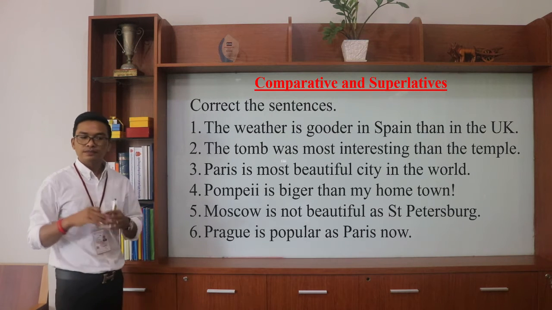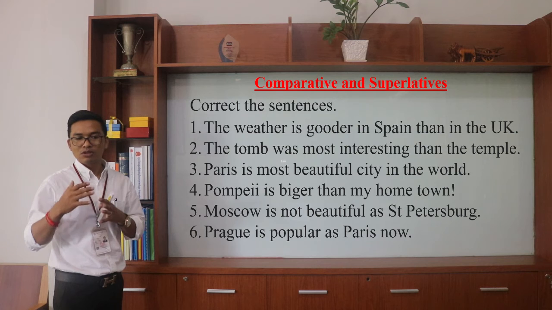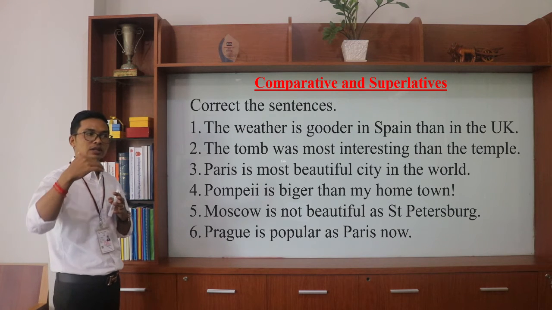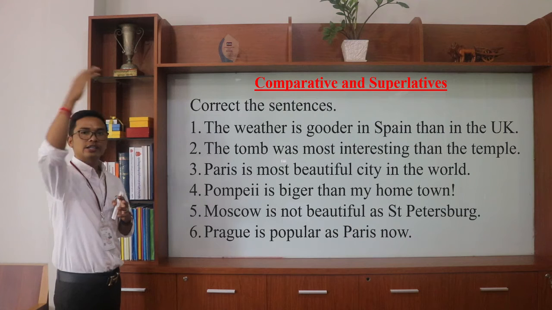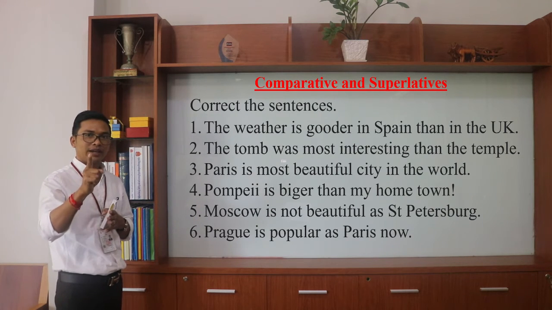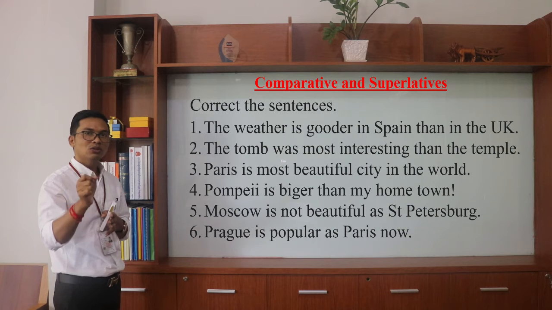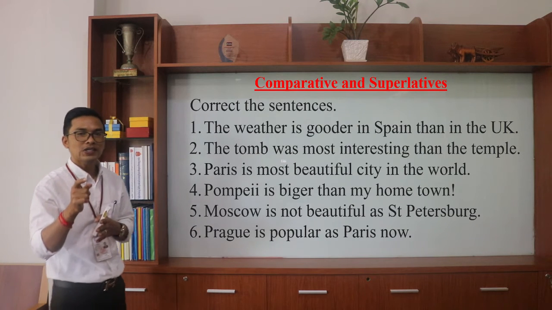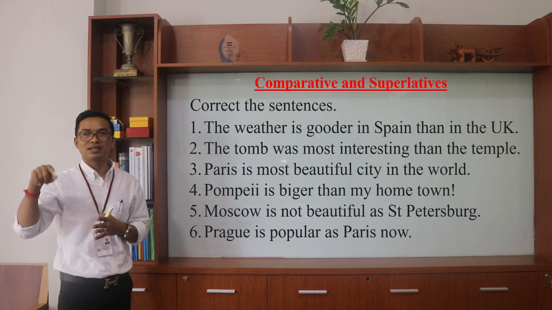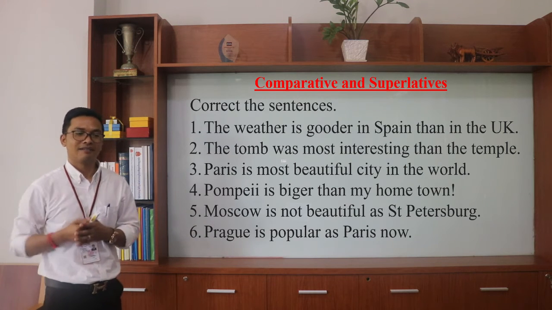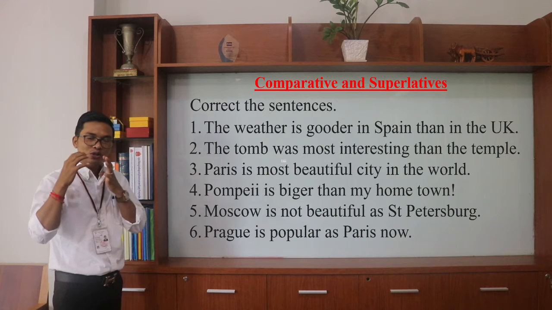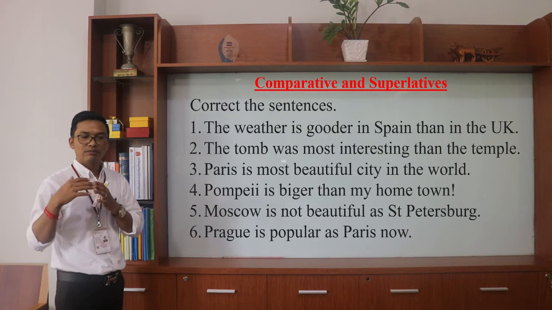And then number 3, Paris is most beautiful city in the world. So you see, it should be superlative because they talk about the highest level, the highest degree in the world. So again, the superlative form is subject plus to be plus the most plus long adjective. Right. So for the correct answer you should only add the in front of the most beautiful.